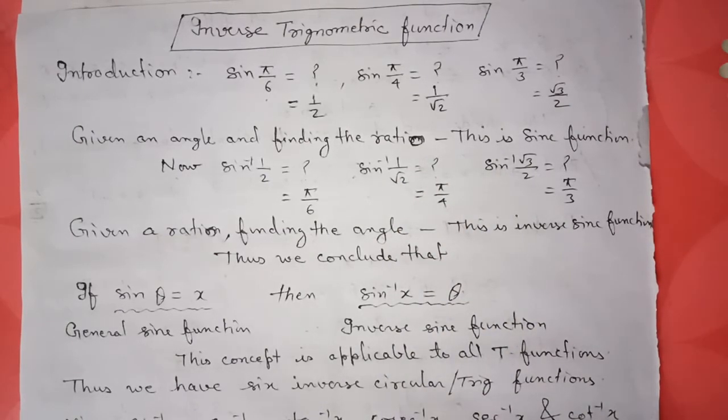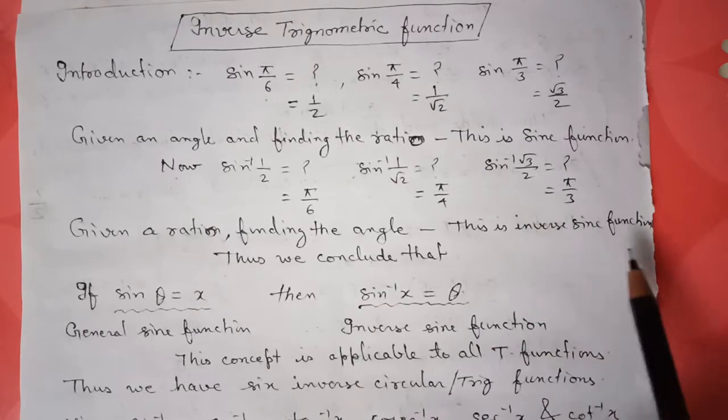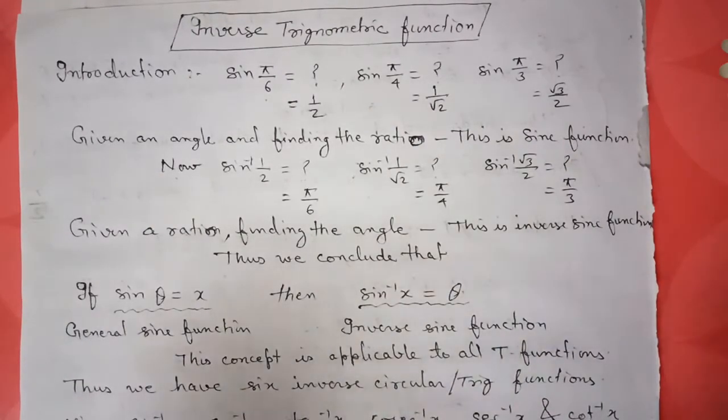Similarly, sine inverse root 3 by 2, and your answer would be pi by 3. Here, given a ratio, finding the angle. This is the inverse sine function. Thus, how can we differentiate the general sine function and the inverse sine function?